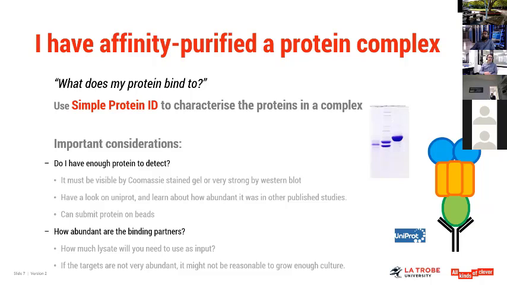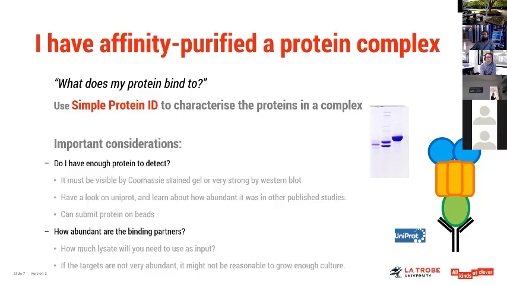So the second scenario I mentioned was a researcher who has affinity purified a protein complex, say a pull down assay, an IP, something like that. And the question here is, what is my protein binding to? What is in that complex? Is anything in that complex? We can supply a simple protein analysis for these types of experiments, which will give you a report of the proteins that are present in that sample, which would be in your complex.